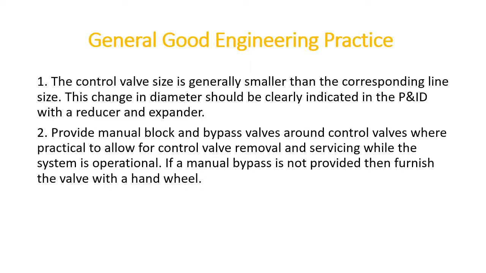Now we will discuss some general good engineering practices. Control valve size is generally made smaller than the corresponding line size. This change in diameter should be clearly indicated on the P&ID with a reducer and expander. Provide manual block and bypass valves around the control valve so that the control valve can be taken out for maintenance.